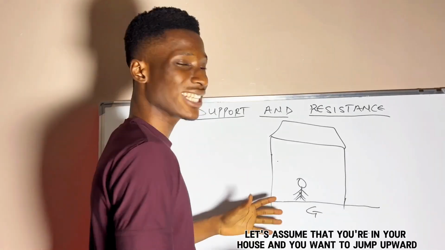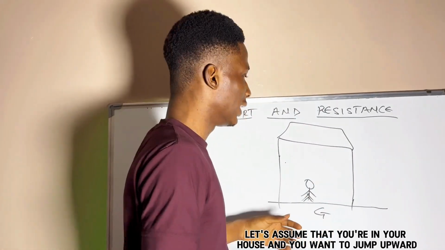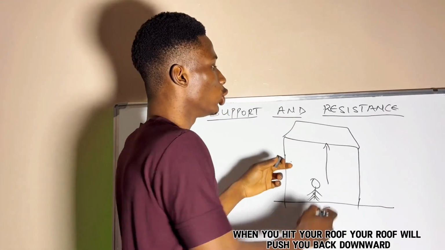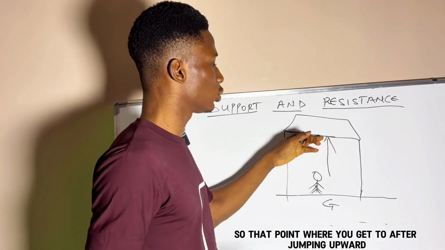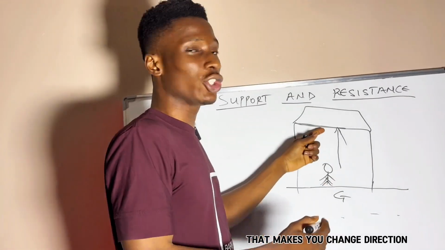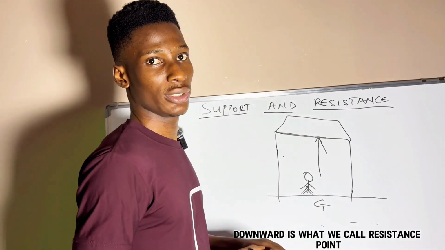Now for resistance, let's assume that you're in your house and you want to jump upward. When you jump upward, you will definitely hit your roof. When you hit your roof, it will push you back downward. So that point where you get to after jumping upward that makes you change direction downward is what we call resistance point.